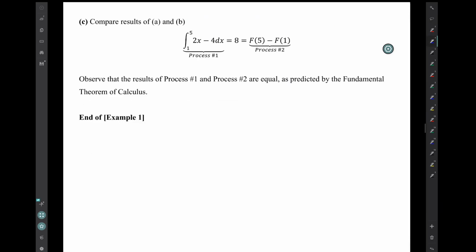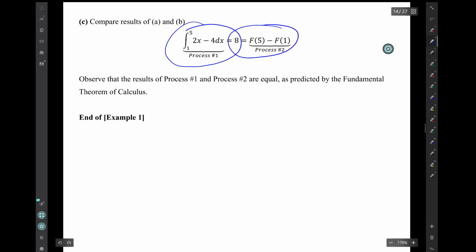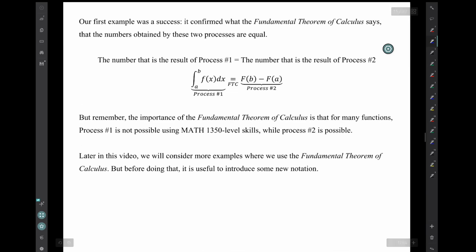Now, compare the results of A and B. In question A, using geometry, we found that the definite integral was 8. In question B, using process number 2 involving the antiderivative, we found that this quantity was 8. The results of those two processes are equal, as predicted by the fundamental theorem of calculus. So our first example was a success. It confirmed what the fundamental theorem of calculus says, that the two numbers obtained by these processes are equal.